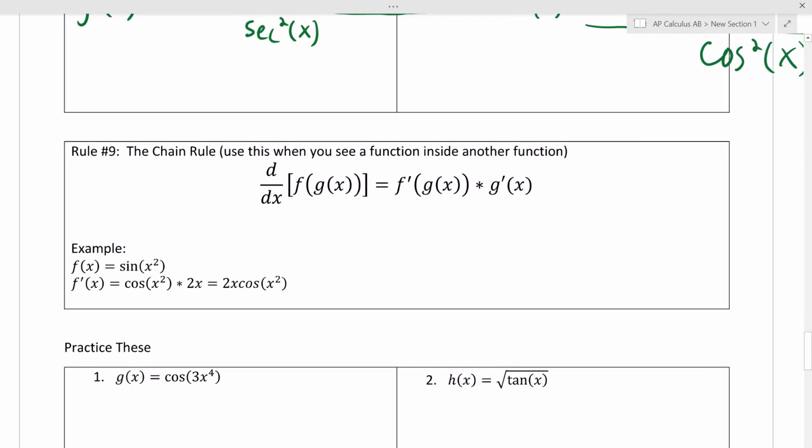And this is, I think, a lot of times for students, not the most difficult, but it's the one that they miss or that they forget in a question.